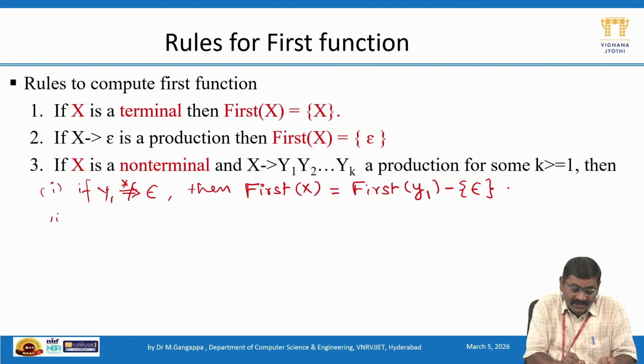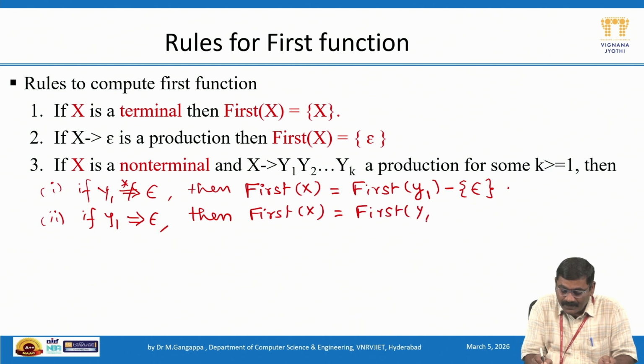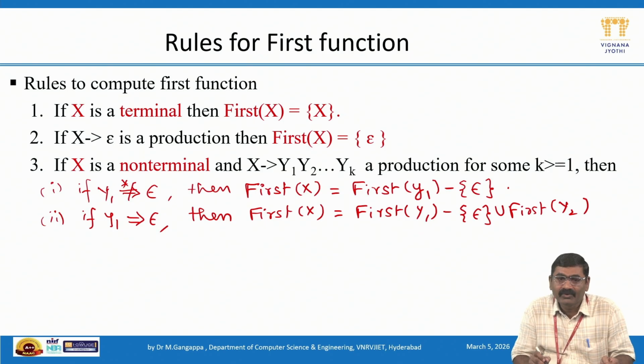Suppose Y1 is deriving epsilon in some cases. In such a case we can compute first of X as first of Y1 minus epsilon union first of Y2. Means whenever Y1 derives epsilon, Y1 disappears here. So whenever Y1 is disappearing, in that case we should take the next symbol that follows Y1, that is Y2. So for that symbol we should compute first. This is the rule for how to compute first of X when Y1 is deriving epsilon.